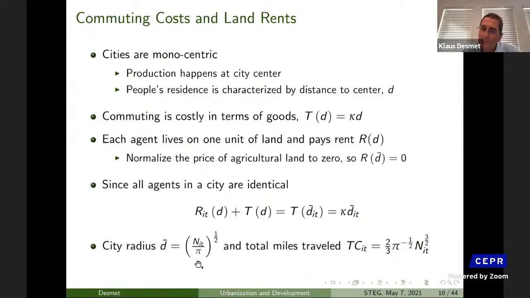Anyway, and so we have this setup. And so then you can, of course, if you say everybody lives on one unit of land, if I have a particular population, N, in the city, right, I can calculate how big the city should be. I can calculate the radius of the city, D bar. Once I know how many people live in the city and how big the city is, I can also calculate the total miles traveled, right? What is the total amount of commuting that is being done in the city? And what's interesting about that, as you can see in this expression here, is that this is actually convex in the number of people who live in the city.